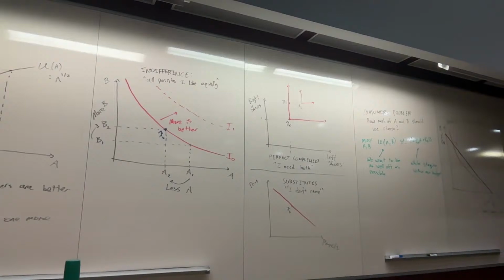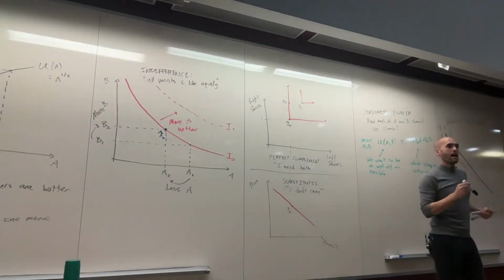Very good. How many of you think x0 is affordable? How many of you think it's not affordable? It's affordable. It's on the budget constraint, so we can afford it. How many of you think x1 is affordable? It's on the budget constraint, so it's affordable. So x0 and x1 are both affordable, and we like them equally well.